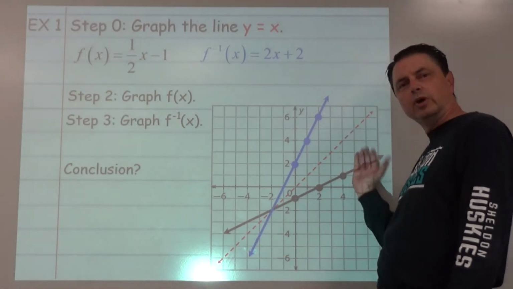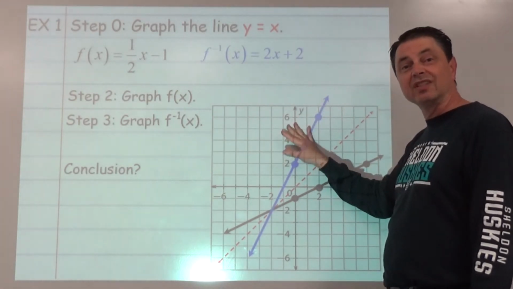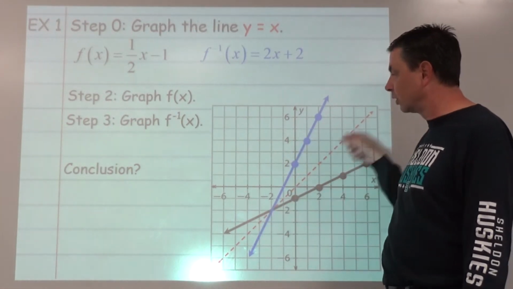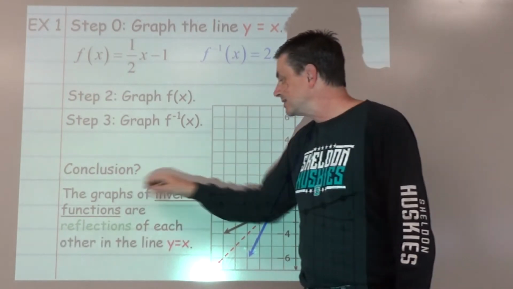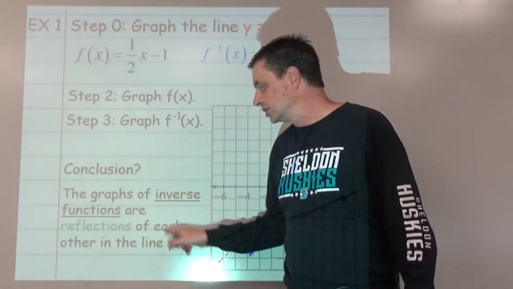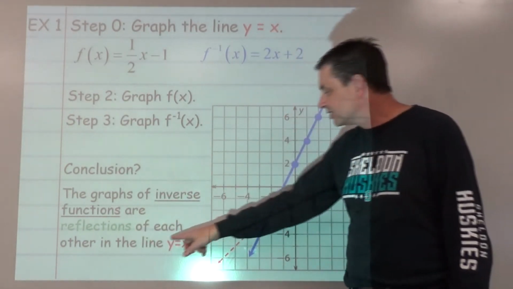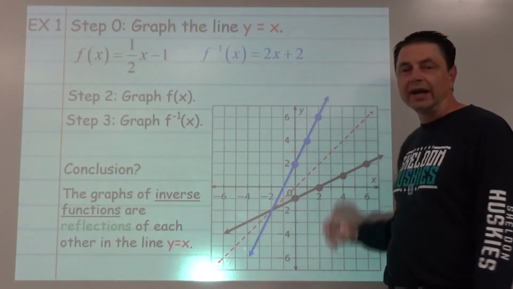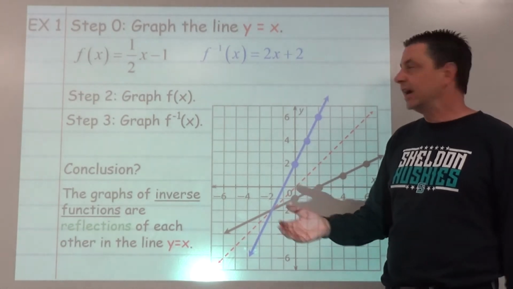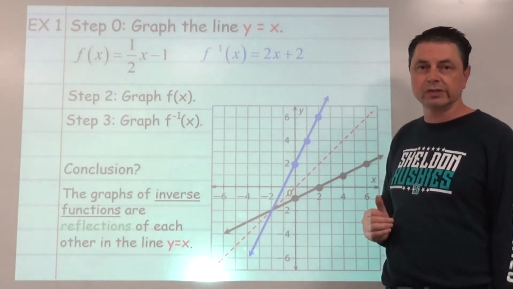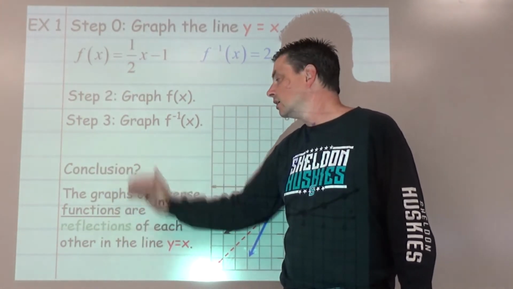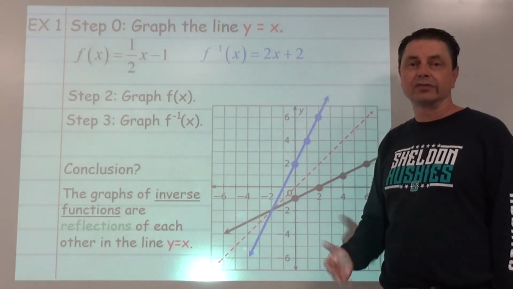It's kind of the same on both sides, where it's a reflection. One of them is a reflection of the other over this line. That's our conclusion, that the graphs of inverse functions are reflections of each other across, or in, the line y equals x. And that's going to have to be a common theme as we explore other inverse functions. We have to make sure that it is true, that their graphs are in fact reflections of each other.